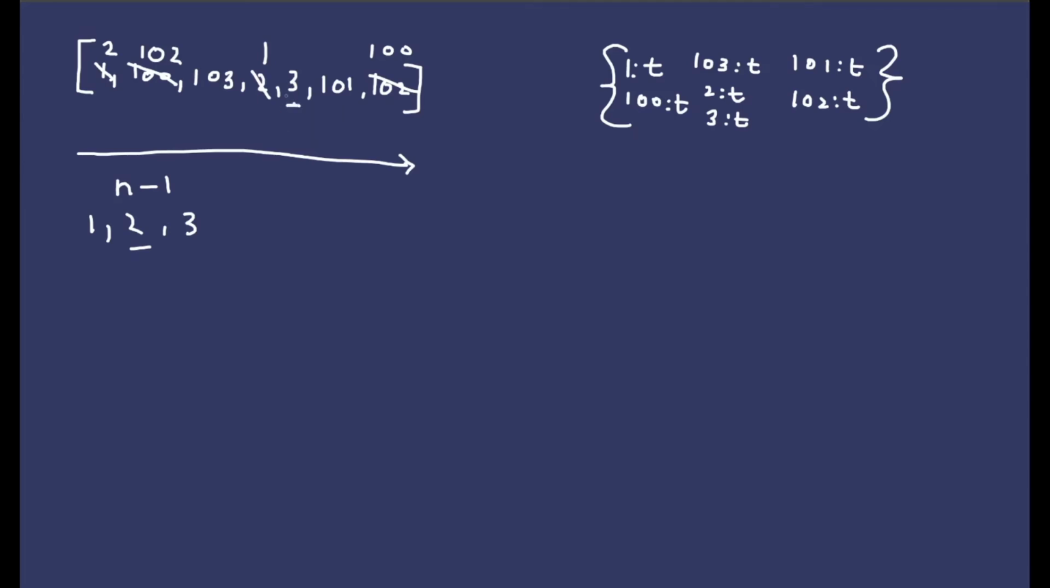We now get to number 3, and because of our algorithm, we say, does 2 exist? It does. Move on. We go to 101. We say, does 100 exist? Yes, it does. Then move on. Then we go to 100. Does 99 exist? No, it doesn't. So this has to be the start of a sequence. So then we build this up using our while loop and local counter.